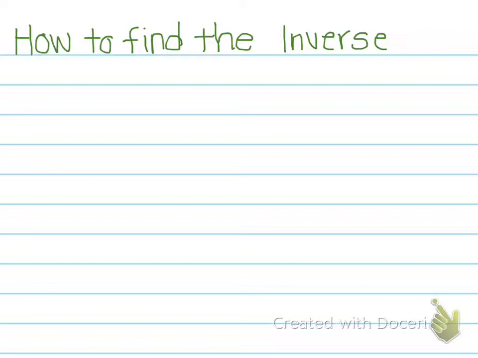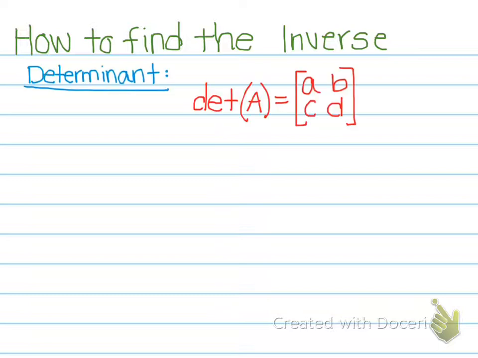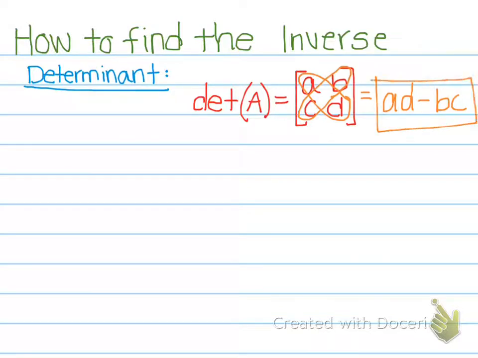To find the inverse, you need to know what the determinant is. So given the matrix A, B, C, D, as you see here, the determinant takes the first diagonal, A times D, and subtracts from it the second diagonal, B times C. So after you do this subtraction problem, it gives you the determinant.